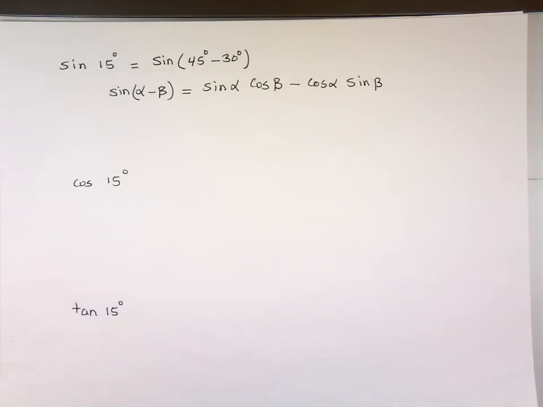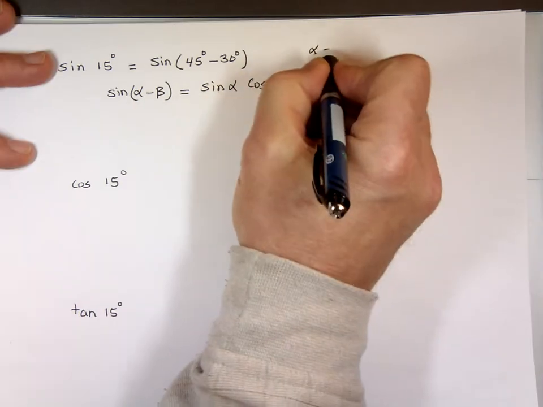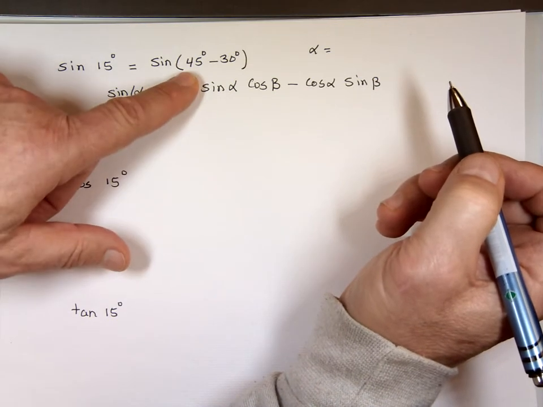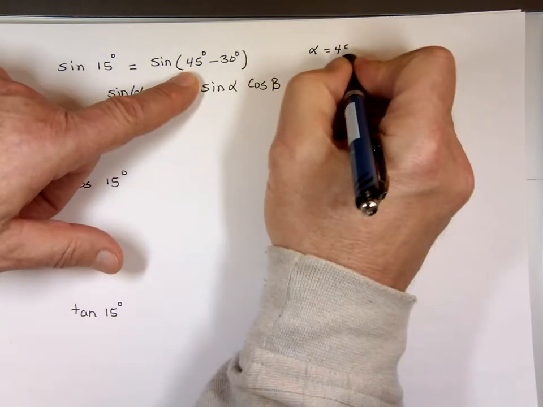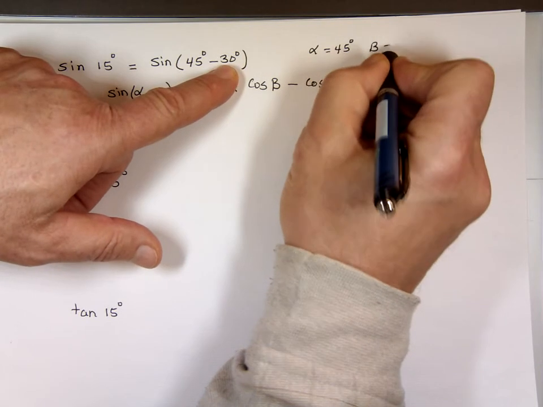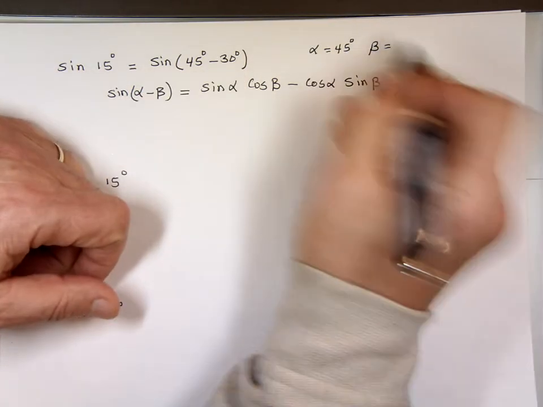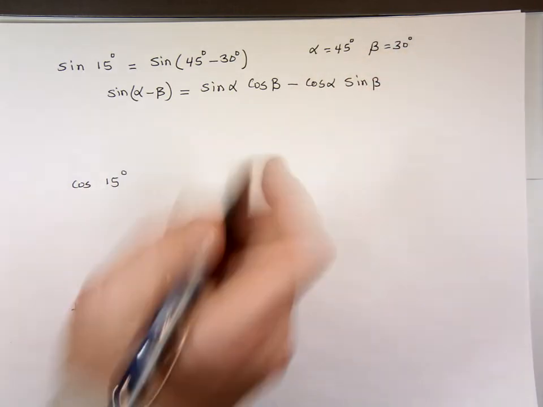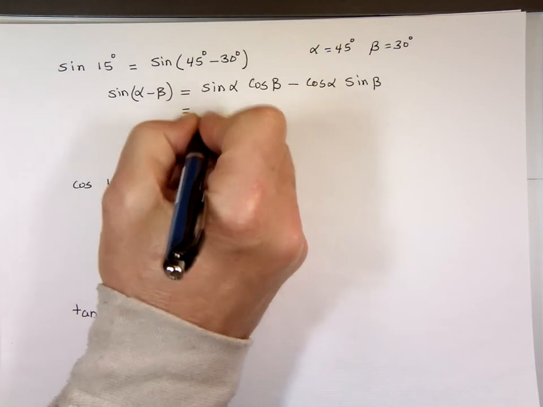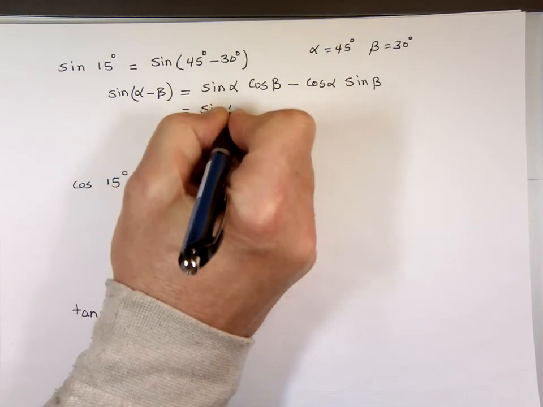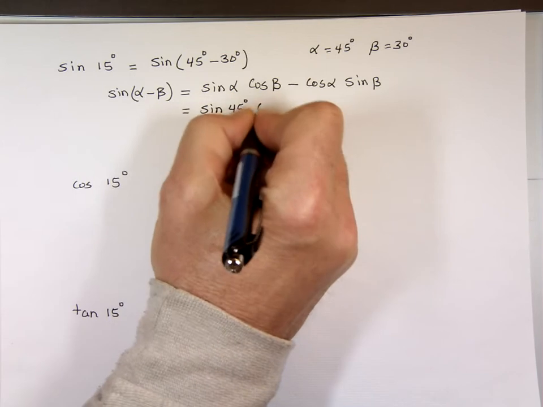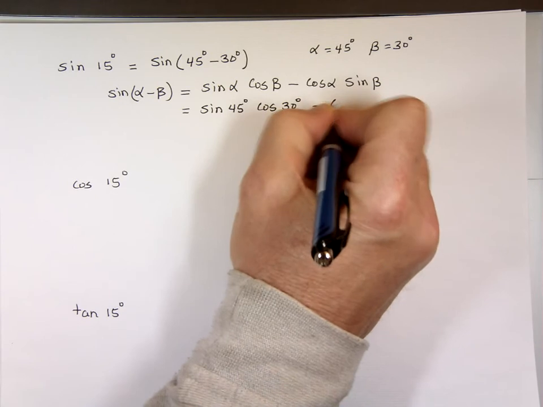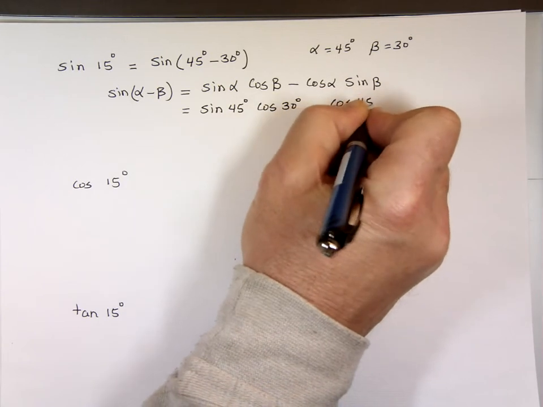My alpha in this example, what's alpha here? For this example I'm doing, 45 degrees. And what's beta? 30 degrees, yes. So I'll plug them in now. That's the sine of 45 cosine 30 degrees minus cosine 45 sine of 30.